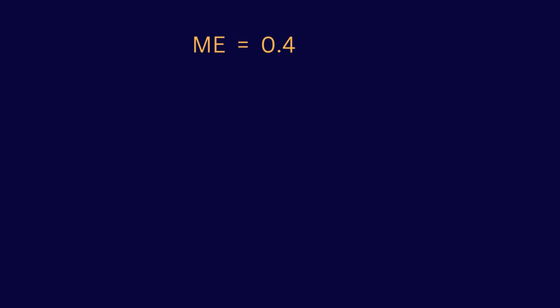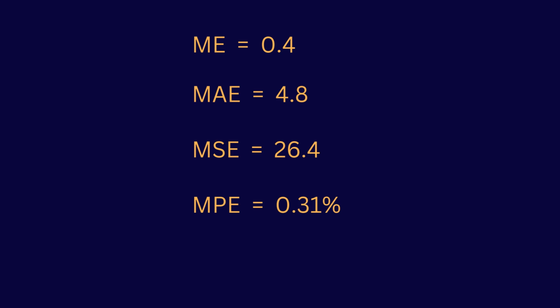Let's quickly summarize all the forecast accuracy metrics we calculated today. Mean error, ME, equals 0.4, mean absolute error, MAE, equals 4.8, mean squared error, MSE, equals 26.4, mean percentage error, MPE, equals 0.31 percent, mean absolute percentage error, MAPE, equals 10.31 percent.